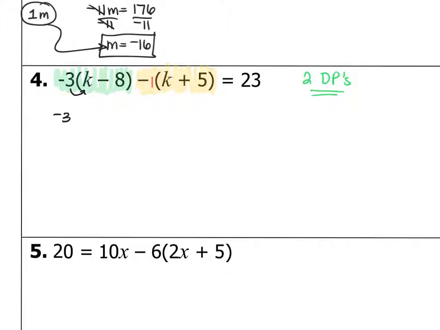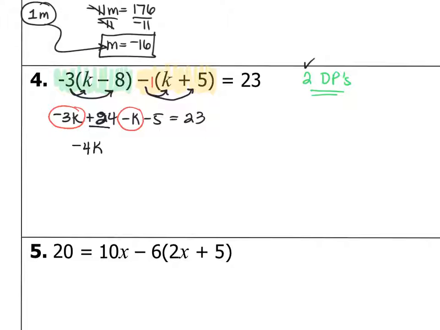-3 times k is -3k. -3 times -8 is +24. Negative times k is -k, and negative times +5 is -5, and that's equal to 23. So we had 2 distributions that occurred, the green and the yellow. Now we can combine like terms. I can combine -3k with -k to get -4k, and +24 take away 5 to get a +19, and that's equal to 23. Now I will subtract 19 from both sides to start isolating k.